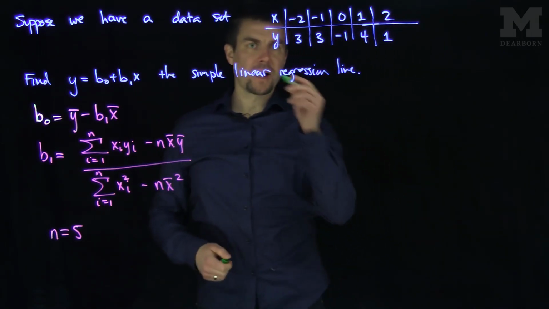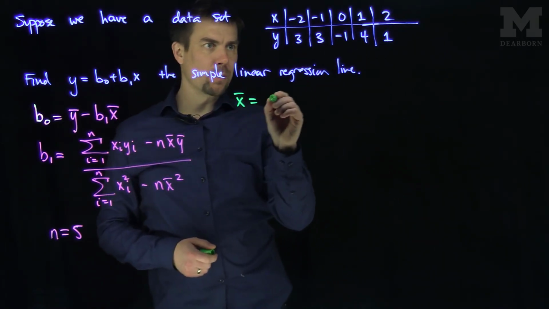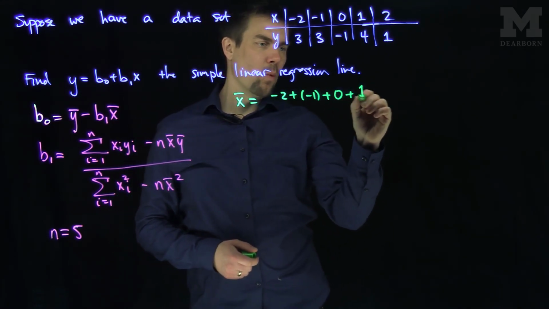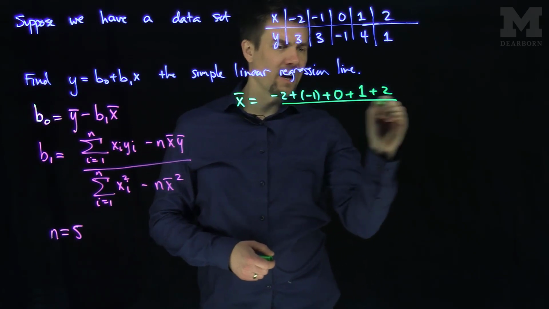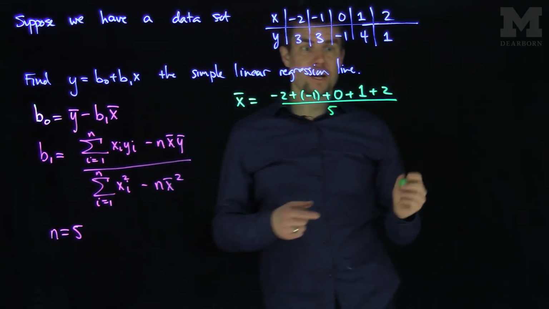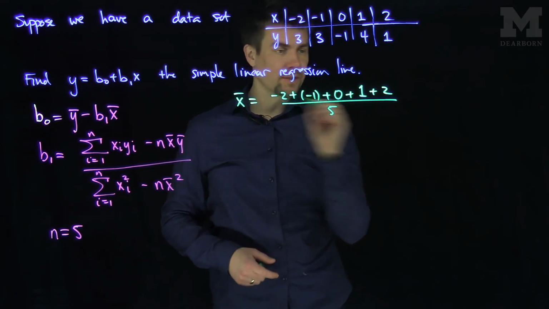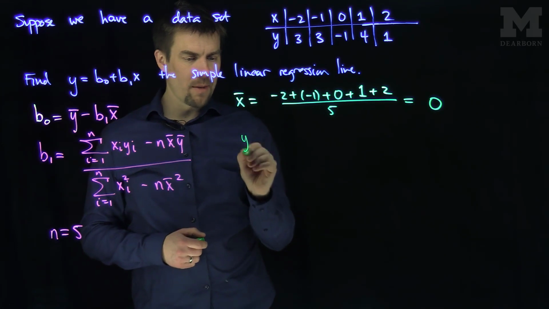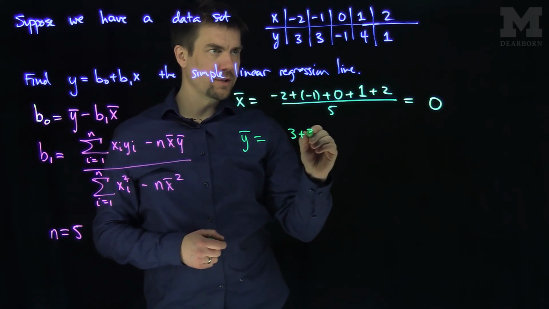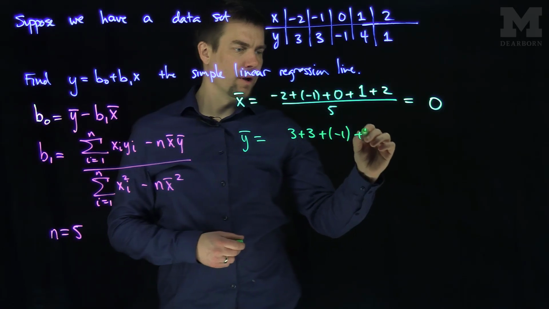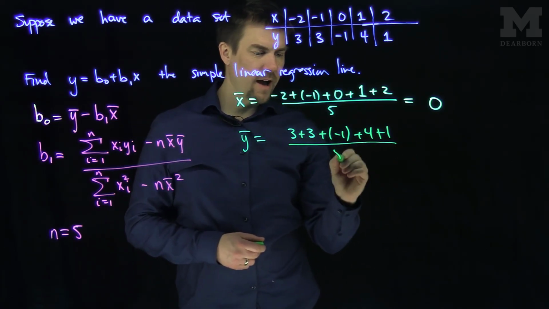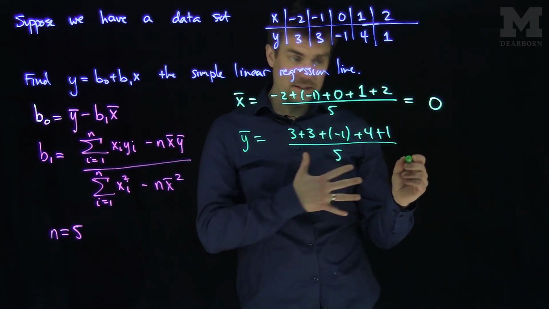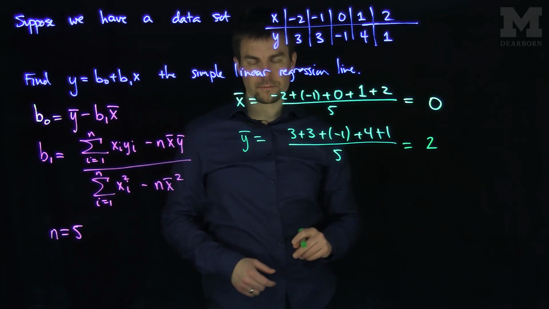The first term, let's find the x bar. X bar is equal to -2 plus -1 plus 0 plus 1 plus 2, all divided by 5. I have a 2 and a -2, a 1 and a -1, and a 0. So the x bar here is just going to be equal to 0. So what's the y bar going to be? The y bar is 3 plus 3 plus -1 plus 4 plus 1, all divided by 5. I have a 6 plus 4, which gives me a 10 over 5. So y bar is equal to 2.